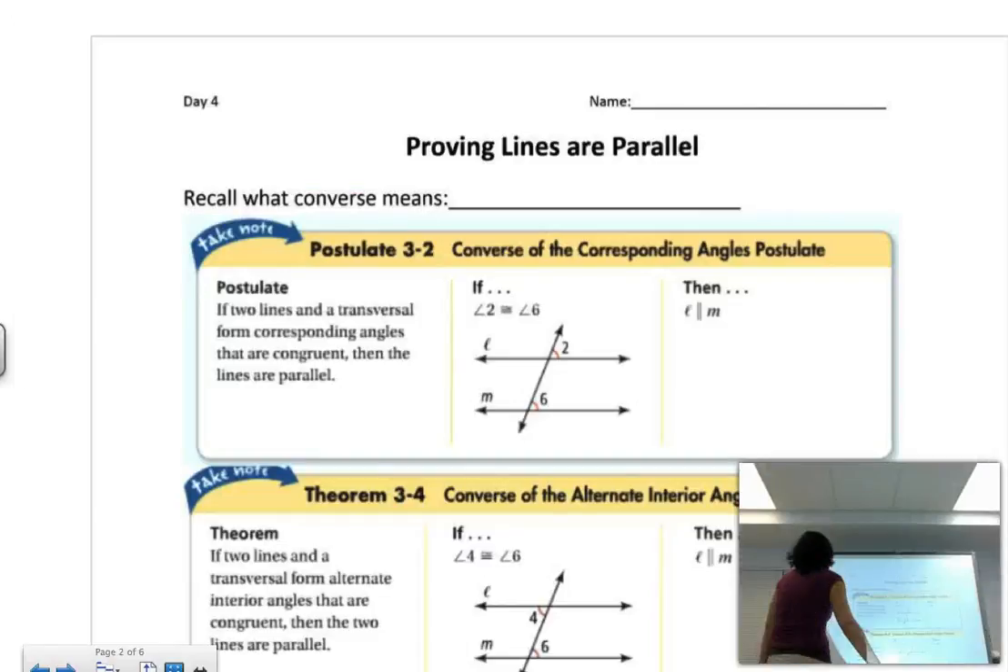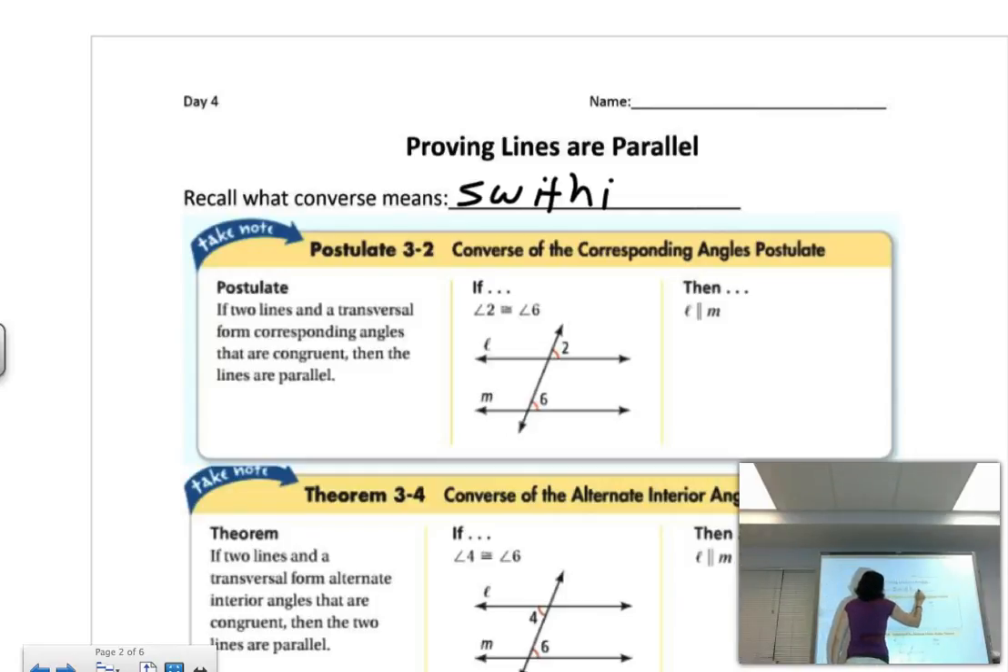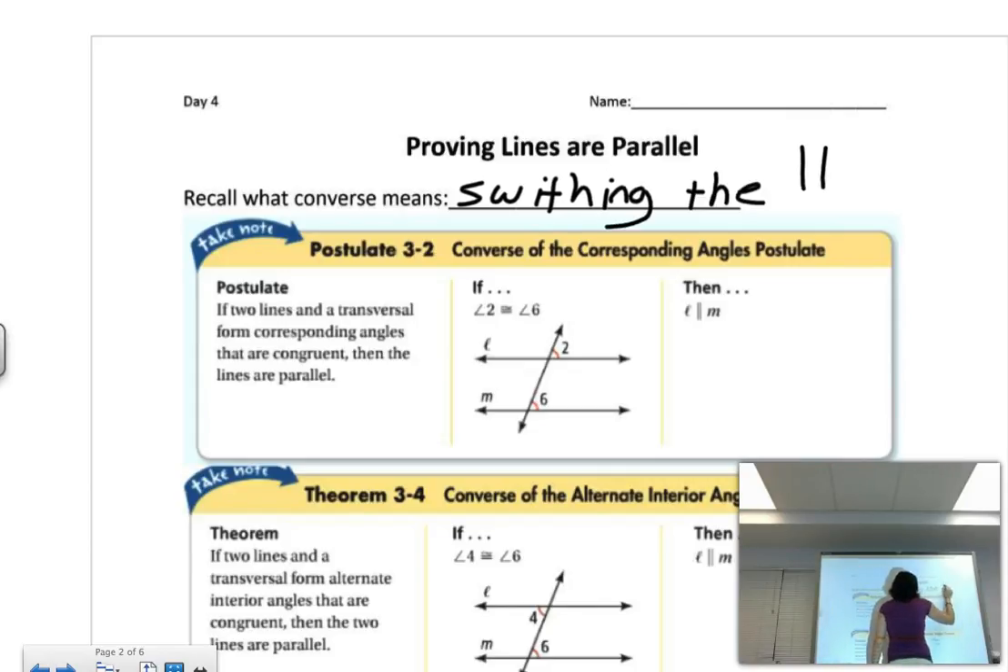Okay, so we said that the converse means that we're switching the hypothesis and conclusion. Okay, you need to remember that we're switching. It's this one. We're switching the hypothesis and the conclusion.